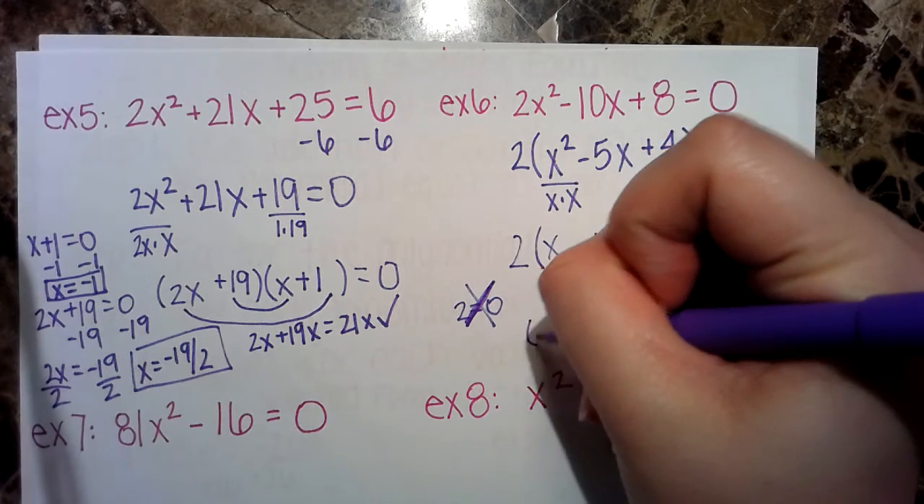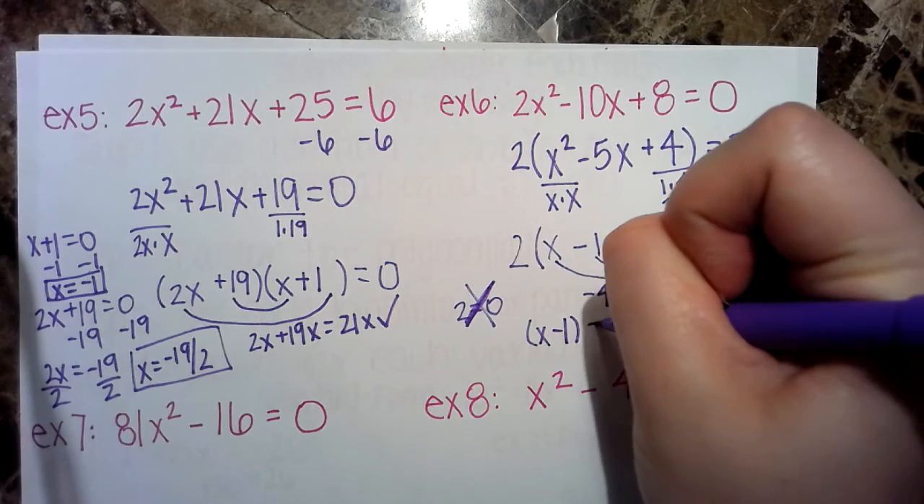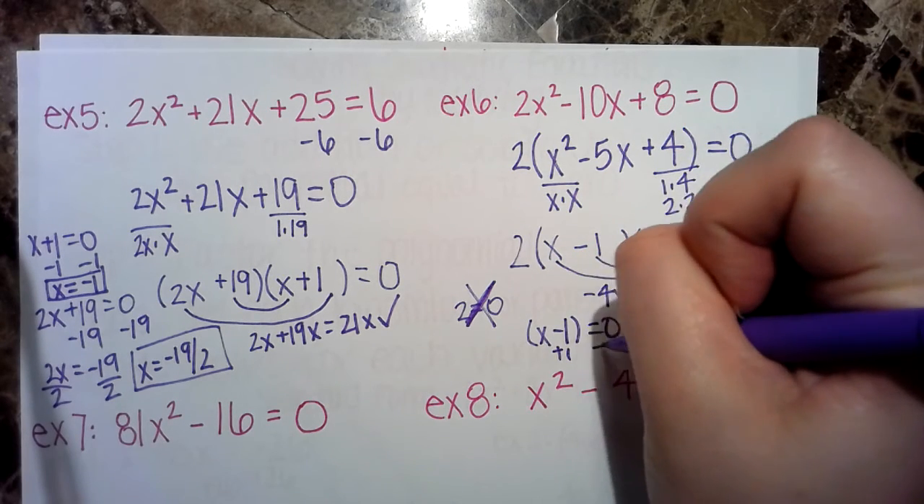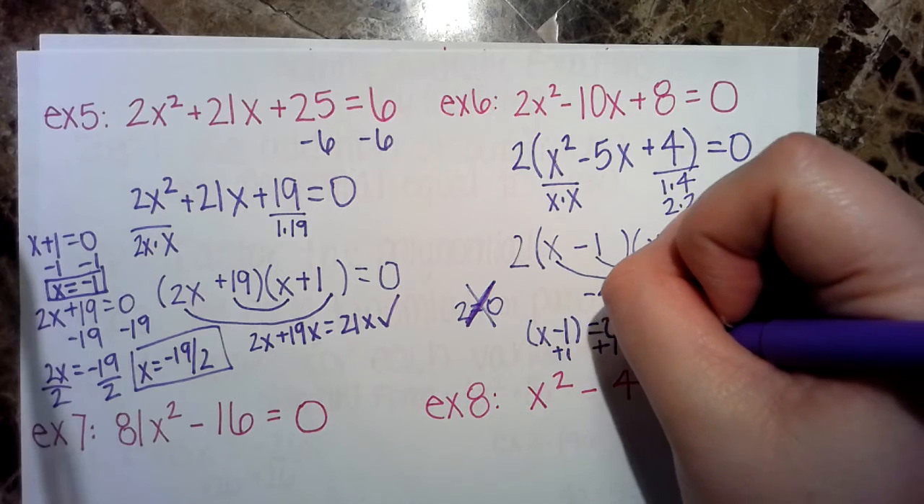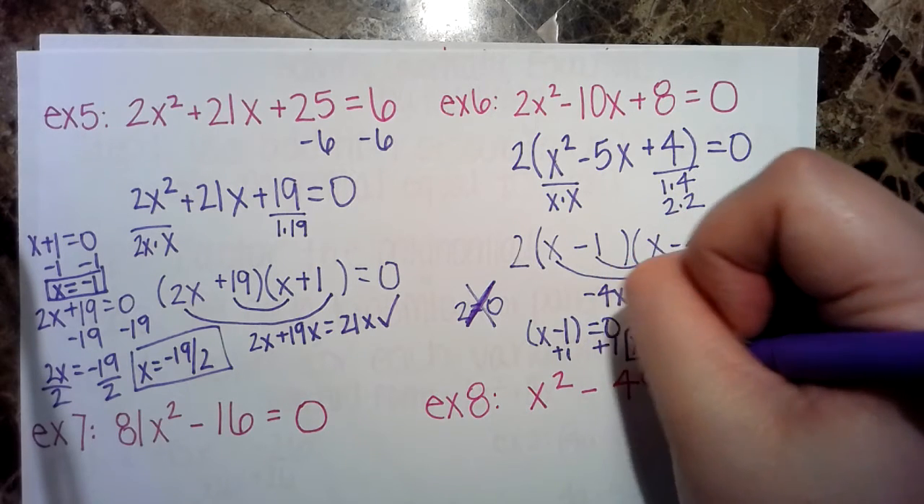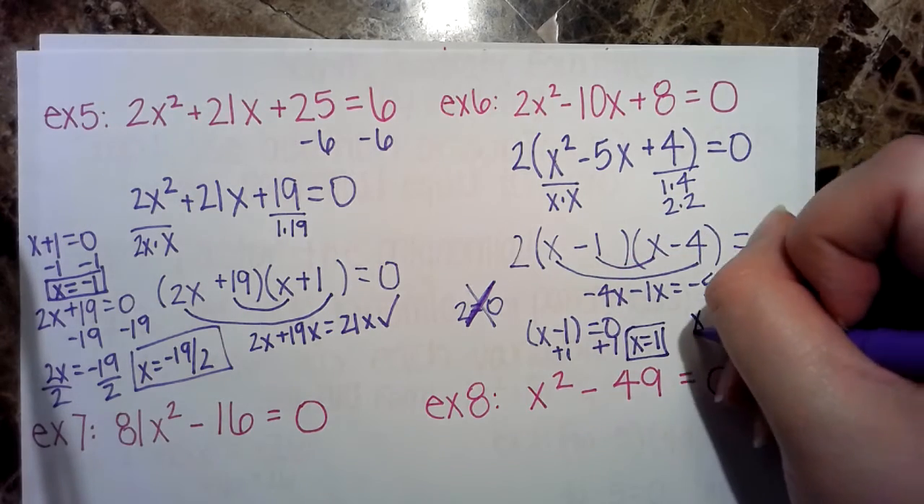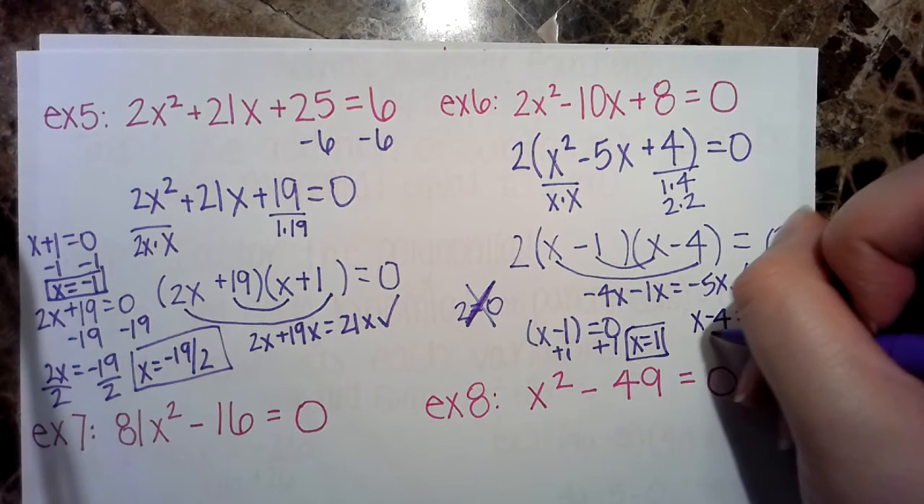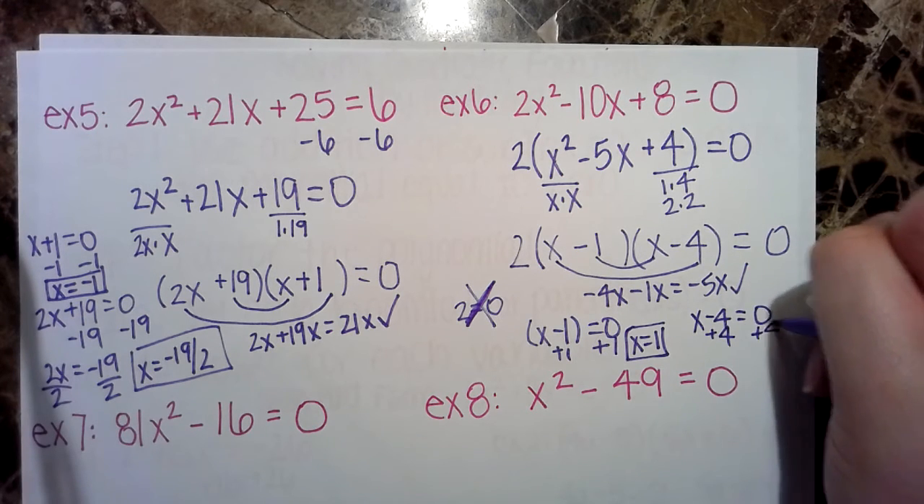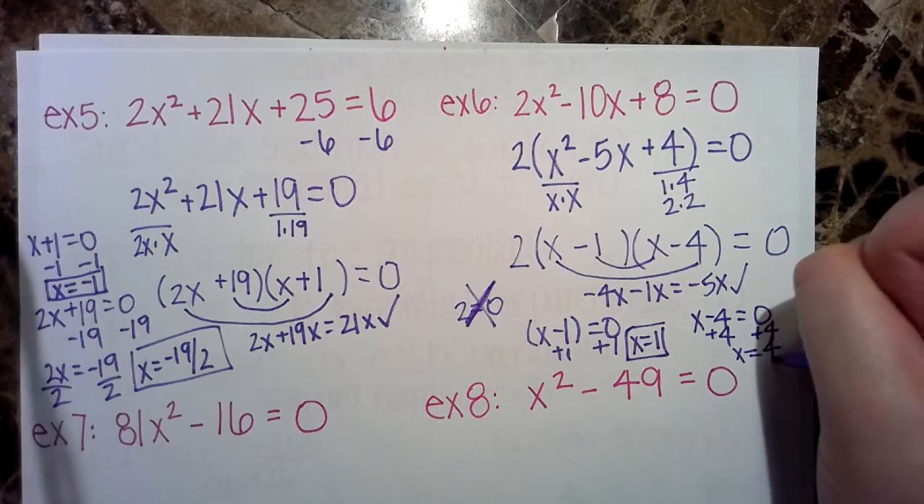So now I have x minus 1 equals 0. So I add 1, I get x equals 1. That's one of my solutions. My other one is x minus 4 equals 0. I add 4 on both sides. I get x equals 4.